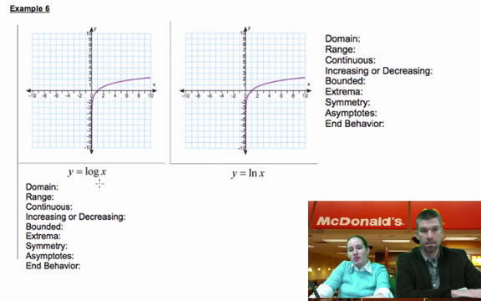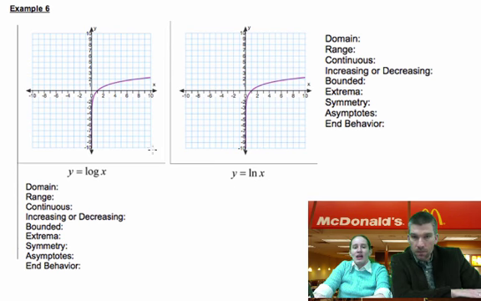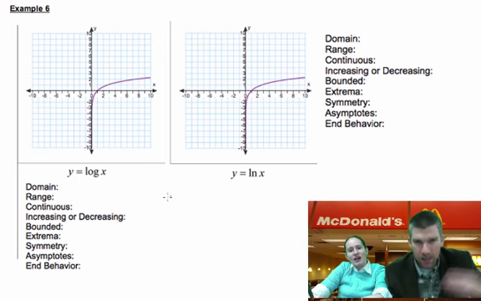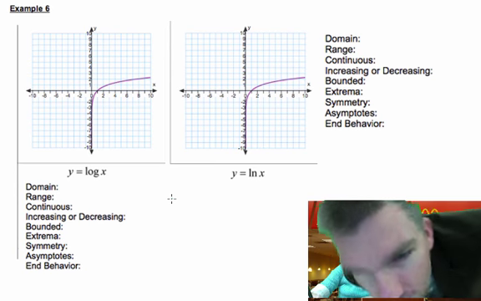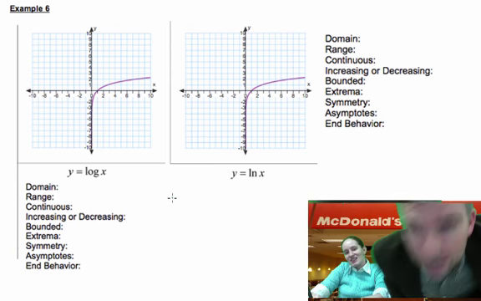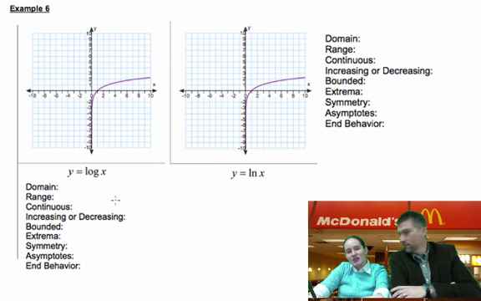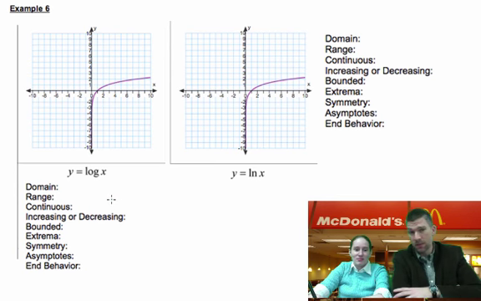So we're going to do the common logarithm, log of x, and the natural logarithm, which is log base e of x, and they would look very similar. They look awfully similar. Actually, is there a difference? I don't see a difference. But there's got to be one because those are different bases.